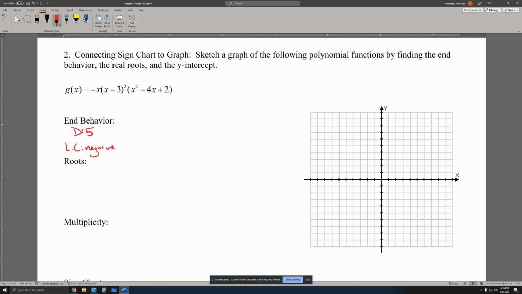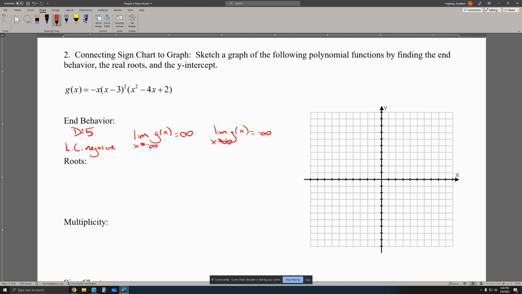So that tells me that the limit of g of x as x approaches negative infinity is equal to positive infinity. And the limit of g of x as x approaches positive infinity is equal to negative infinity. So odd degree with a negative leading coefficient.